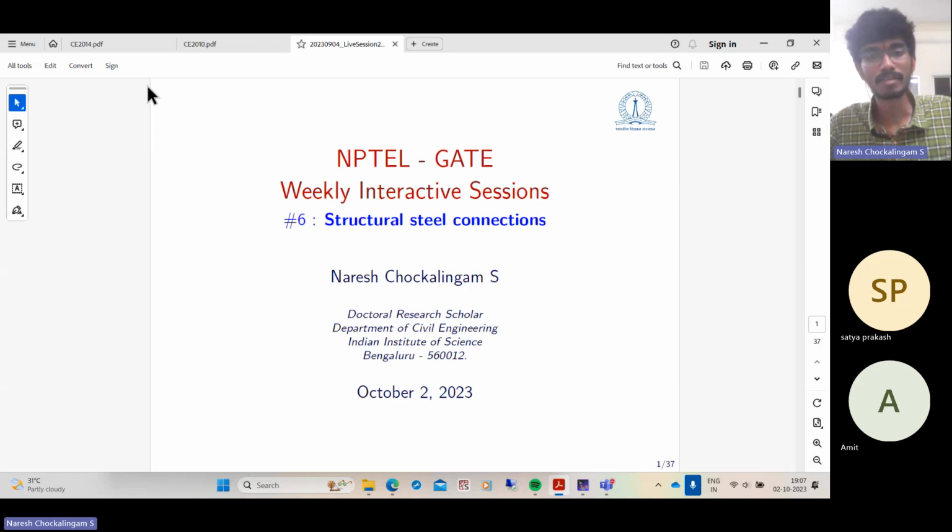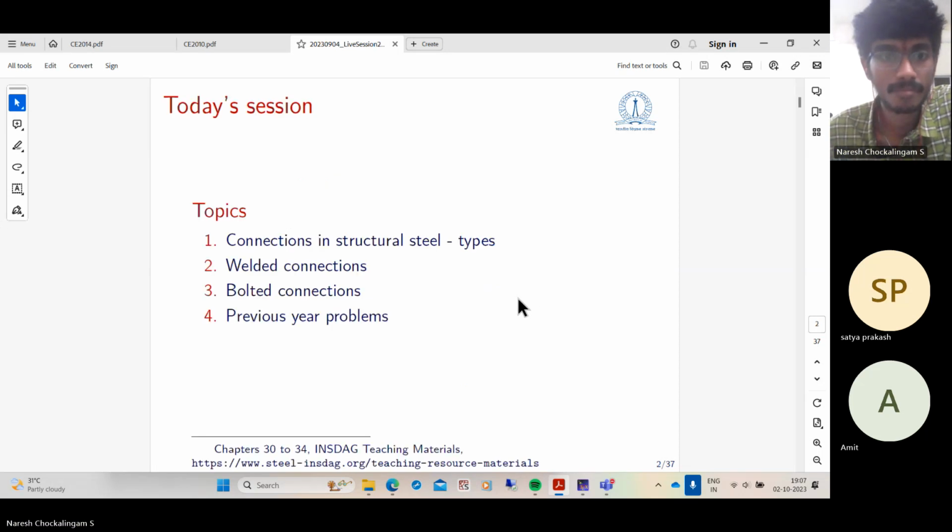Today we look at the topic of connections in structural steel construction. We'll look at the types of connections in structural steel. For example, we have welded connections, bolted connections, and riveted. And among welded connections, we have fillet and butt welds.